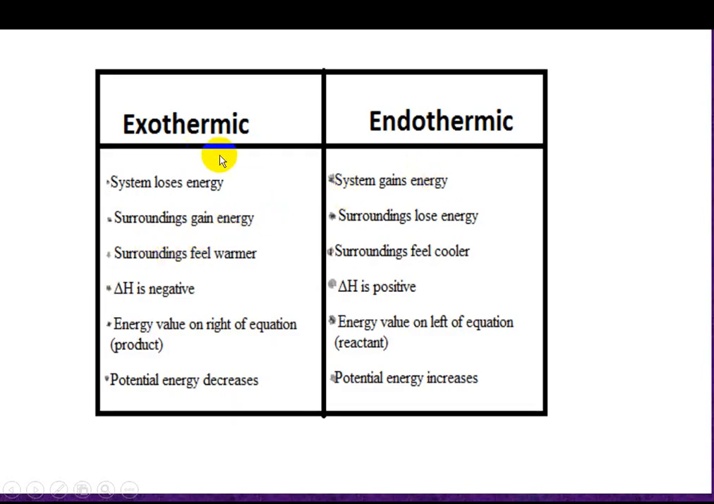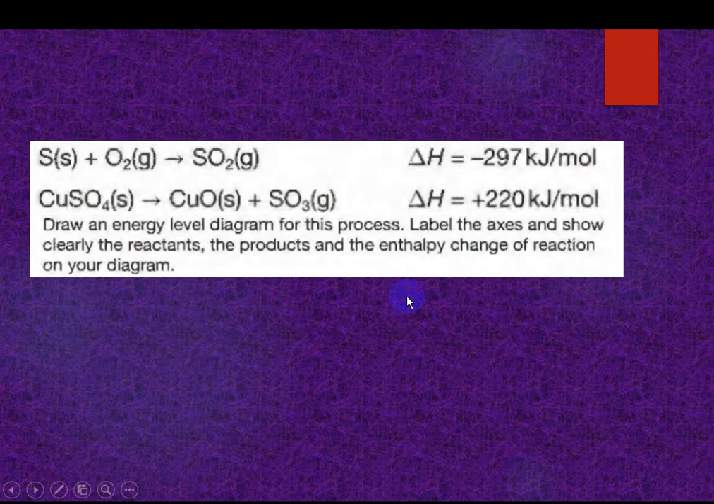Comparison between exothermic reaction and endothermic reaction. In an exothermic reaction, the system loses energy; in an endothermic reaction, the system gains energy. In an exothermic reaction the surroundings gain energy and become hot, feeling warmer; in an endothermic reaction the surroundings lose energy and become cool, feeling cooler. For an exothermic reaction, delta H is negative. Delta H is positive for an endothermic reaction.